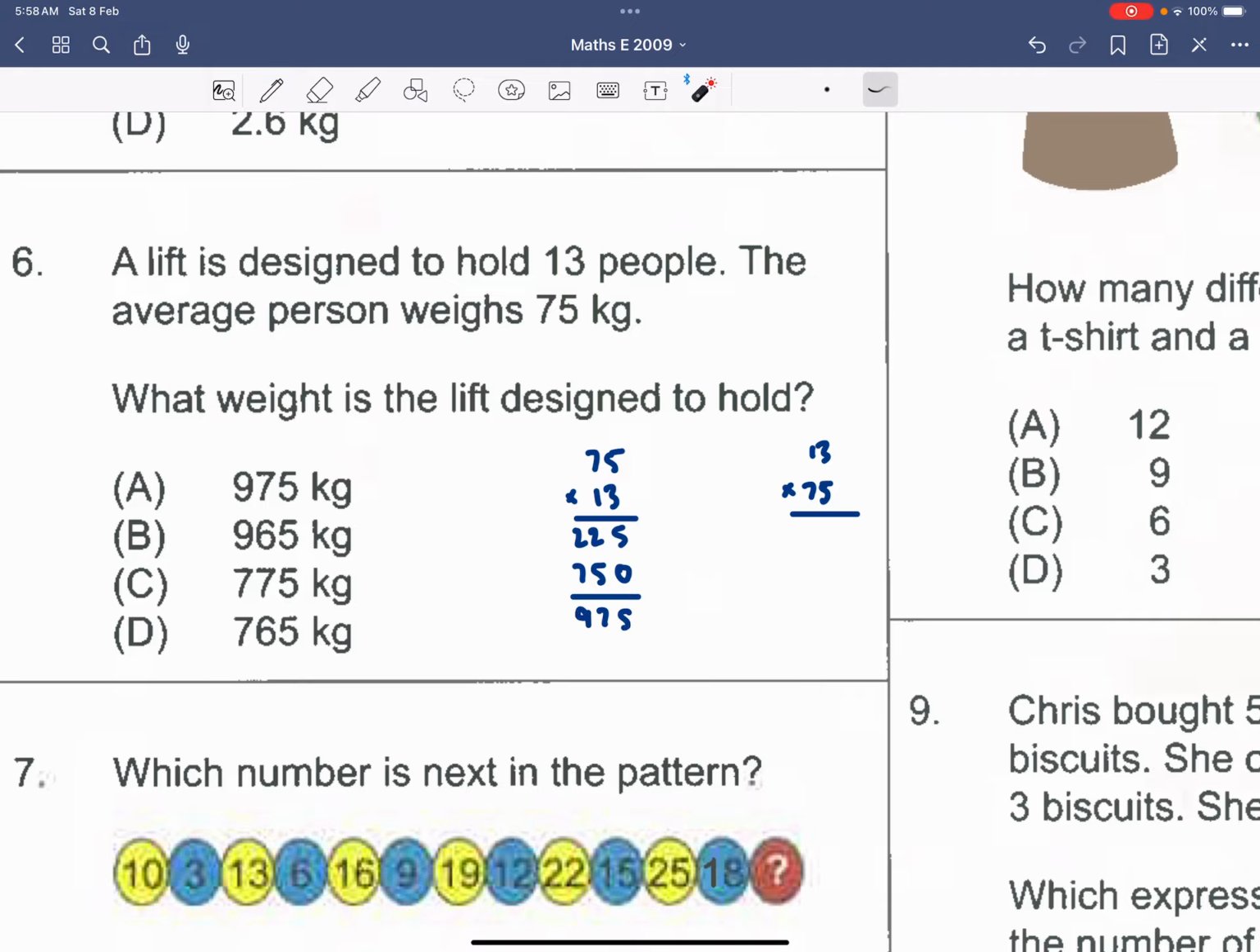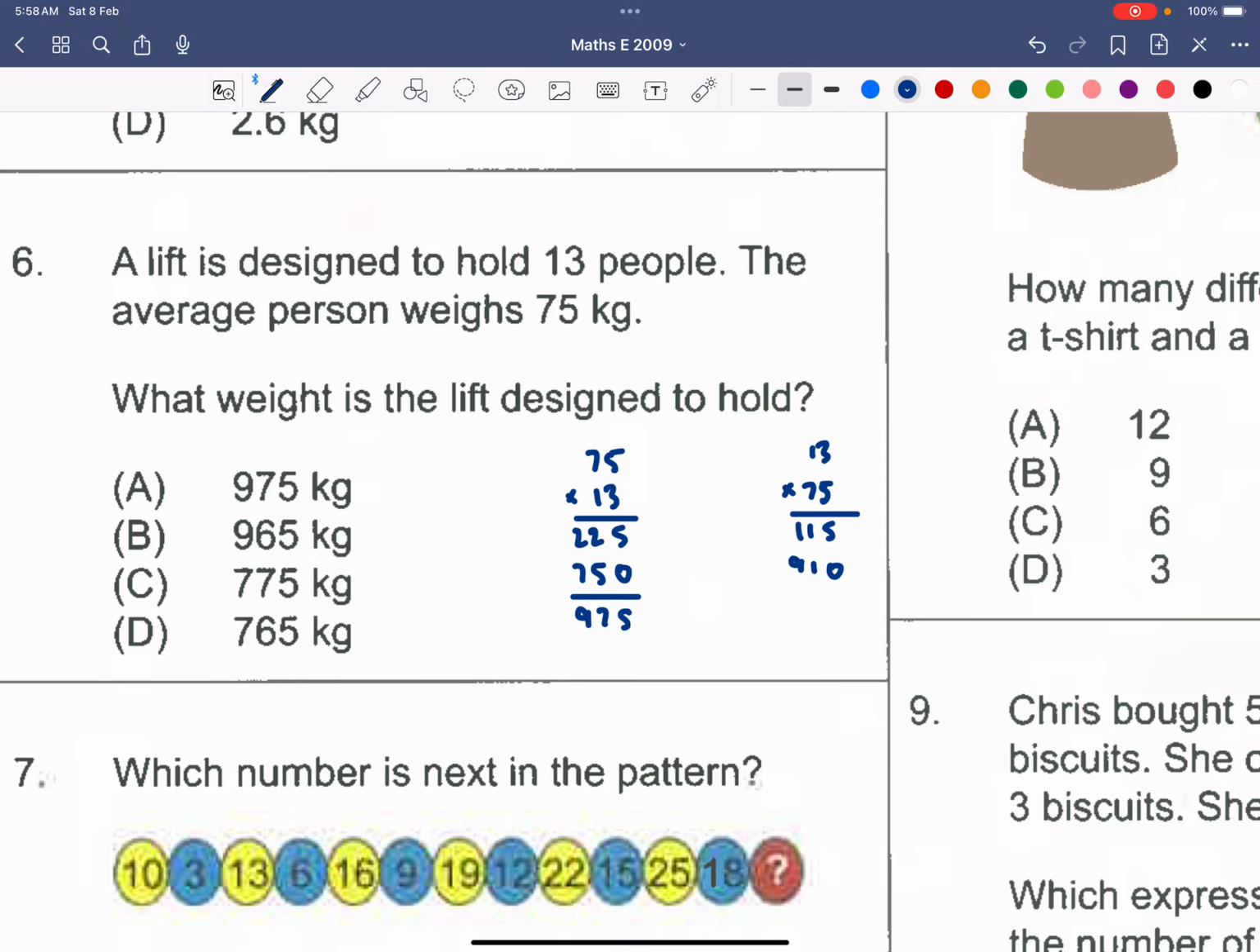Okay? You could have multiplied the other way around. So instead of doing 75 times 13, you can do 13 times 75. So first you have to do 13 times by the 5. So 3 times 5 is 65, carry the 6. 1 times 5 is 5, plus 6 is 11. Then you do 13 times 7. But before you do the 13 times 7, you copy the 0 down. 3 sevens are 21, carry the 2. 1 7 is 7, plus 2 is 9.